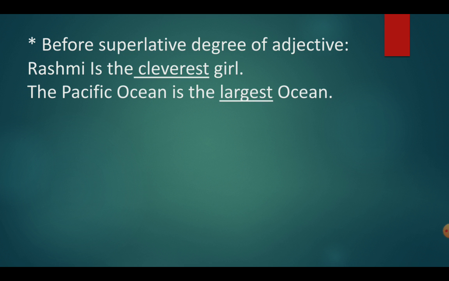Again, we also use the before the superlative degree of adjective. Rashmi is the cleverest girl. The Pacific Ocean is the largest ocean. In these two sentences, cleverest and largest are the superlative degree of adjective, as you have already done adjectives in your previous classes. So you know very well what superlative is. There are three degrees of adjective: positive degree, comparative degree, and superlative degree. So if we are using the superlative degree in any sentence, before that superlative degree we use the article the.